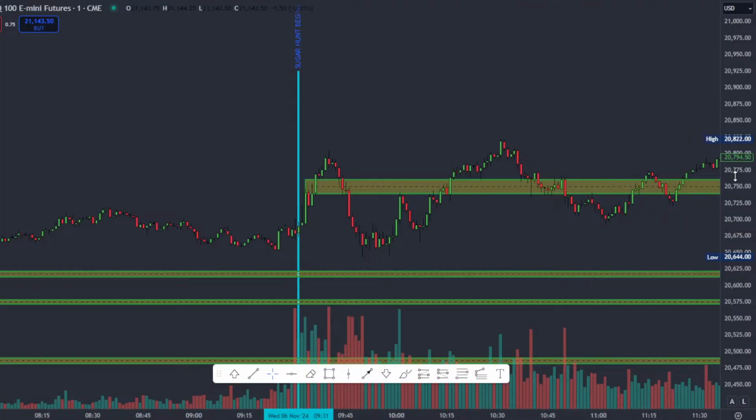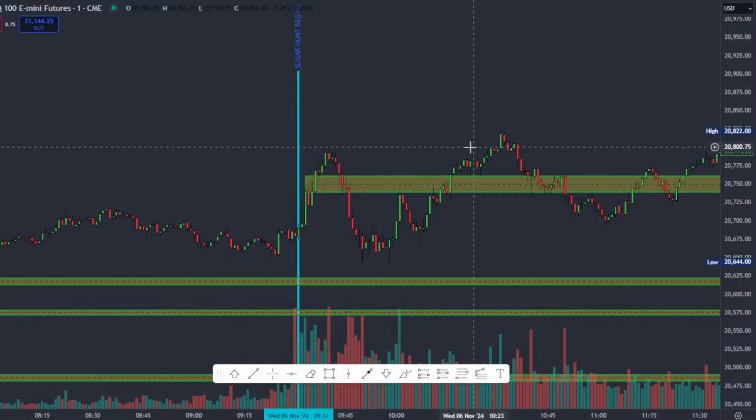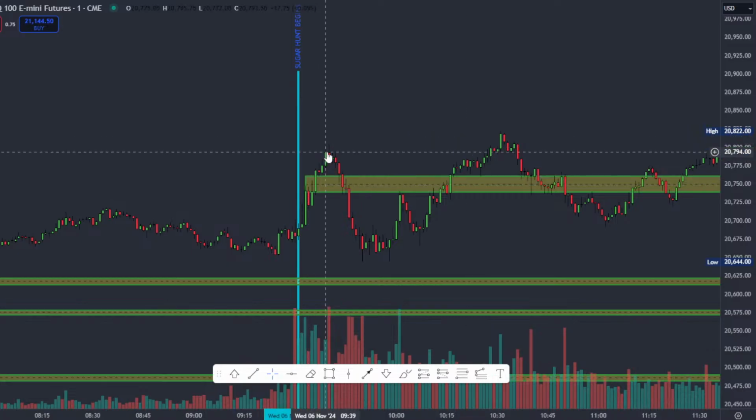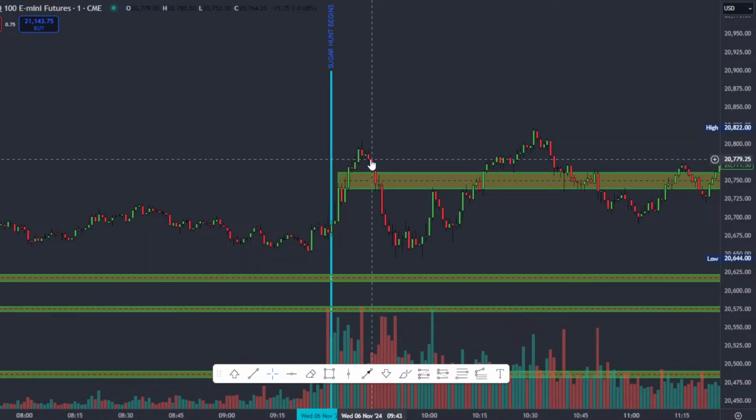That's good. 200 for 200 is the bare minimum. 200 for 400, that's good stuff. 200 for 600, that's a great trade. You got a 3-to-1. For every dollar you risk, you're going to get back 3. That's excellent.